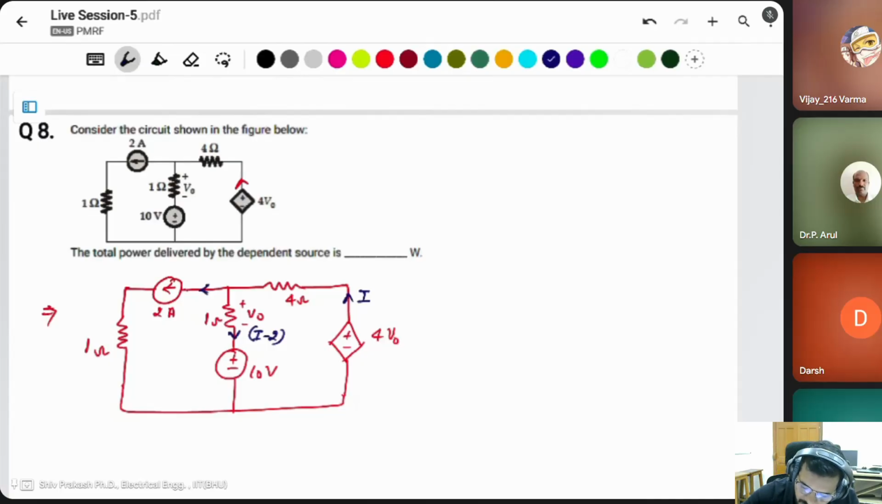The voltage is given across the 1 ohm resistor. Then what is the current? V naught divided by 1 ohm is the current, which is the same as I minus 2. So you can say V naught is equal to I minus 2. This is equation number one.